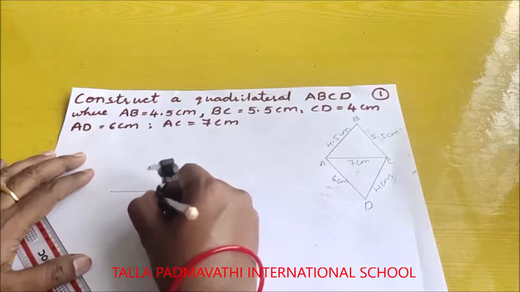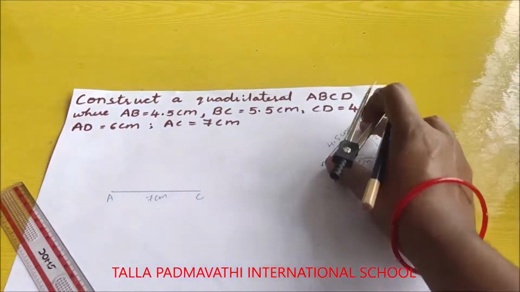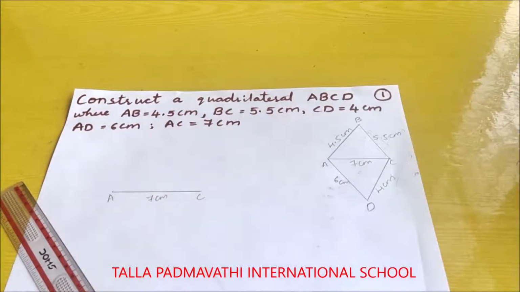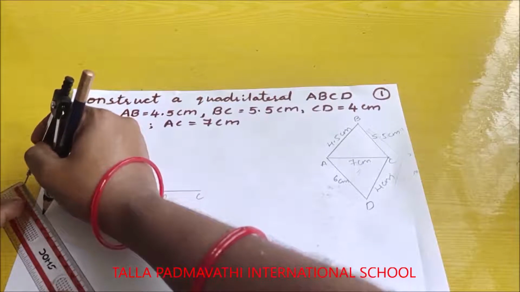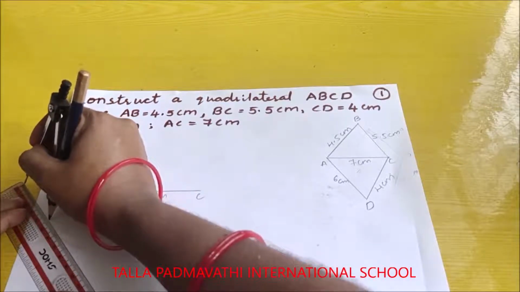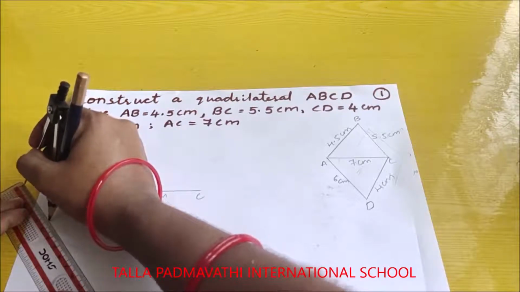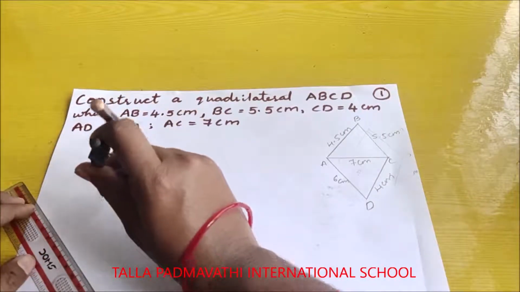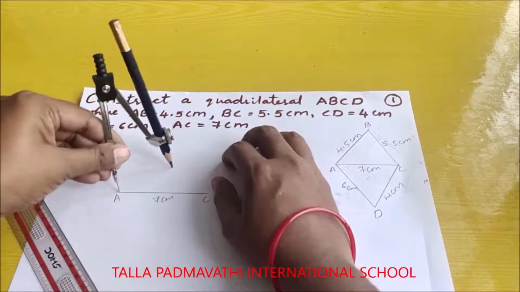And it is what, children? It is AC. Now if you see AB, children, the third step we are going to do now, that is see the length of AB. AB is 4.5 centimeters. So children, now measure with your compass 4.5 centimeters. Okay. And with A as center, draw an arc.